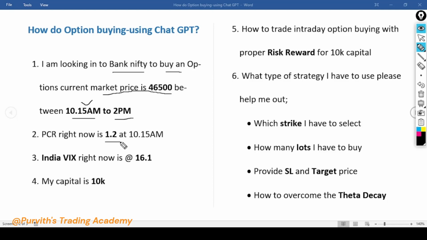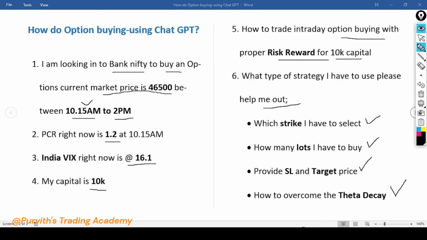Then the put call ratio, which I already discussed, is right now 1.2. India VIX is right now 16.1. My capital is 10k, meaning 10,000. The next question I am going to ask ChatGPT: how to trade intraday option buying with proper risk reward for a 10k capital. Next, the last question: what type of strategy do I have to use? Please help me out. Which strike do I have to select, how many lots do I have to buy, provide stop loss and target prices, and how to overcome theta decay.